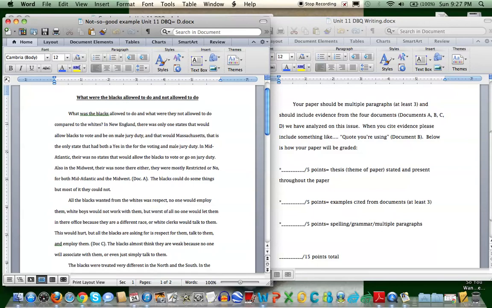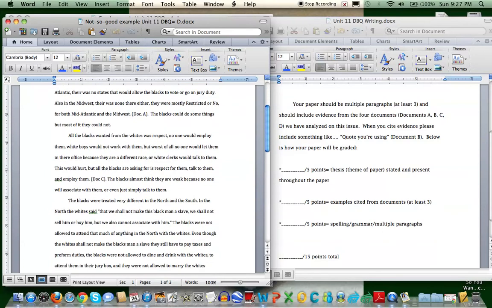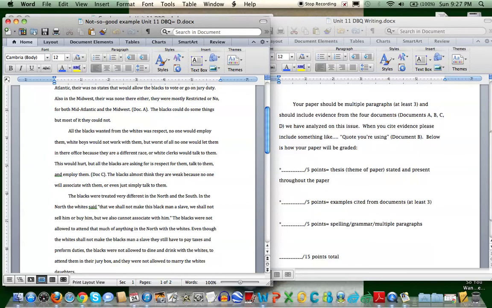So right now their thesis grade is extremely low. "All the blacks wanted from the whites was respect. No one would employ them." That's very true. Obviously this person did have a good idea what was happening in the documents. "White boys would not work with them." Again, who is them? Is them blacks? That's what I'm assuming, but again, spell it out for me. Show me that you understand.